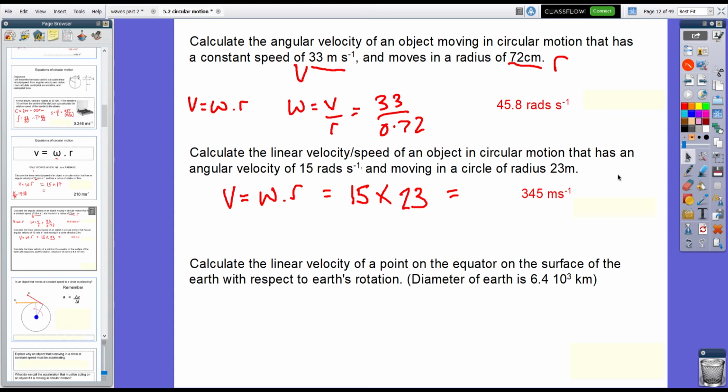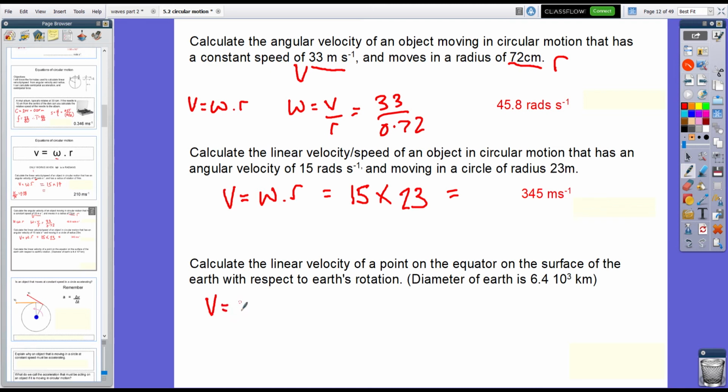Calculate the linear velocity of a point on the equator of the surface of the Earth with respect to the Earth's rotation. So what we're thinking here is, what is the speed if you were fixed in space looking down at Earth and the Earth was spinning below you? What speed is the surface of the Earth spinning at?